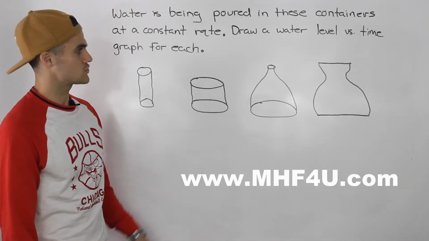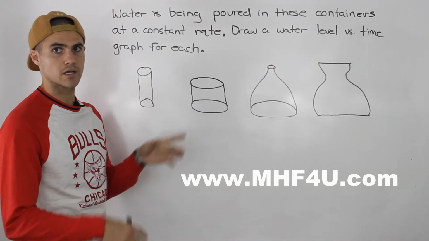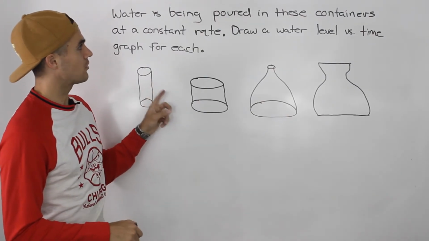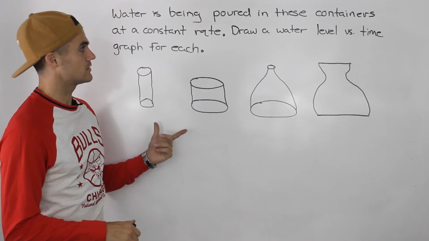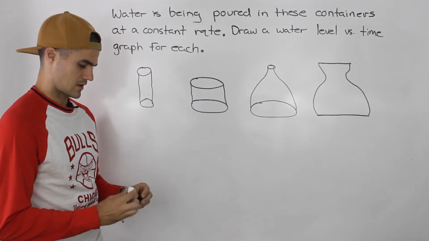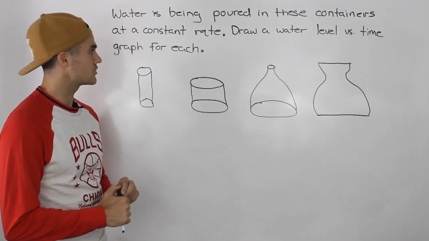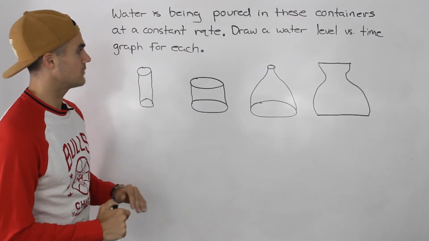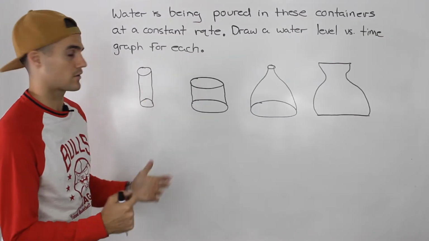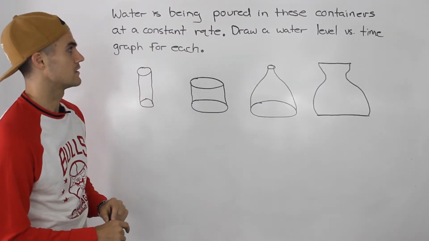Moving on with rate of change. We're now going to be doing an example that comes up fairly often in this unit. Water is being poured in these containers at a constant rate. Draw a water level versus time graph for each of these. Now what do we mean by water level? Well, basically the height of the water in the containers.